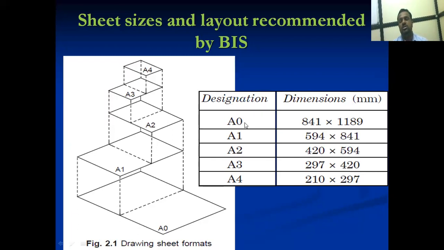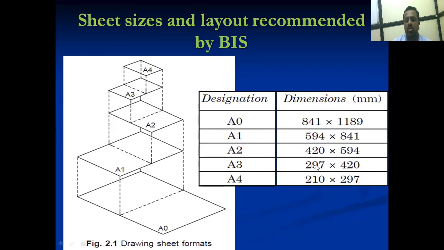म्हणजे A0 साईजचं जे काही सीट असणार आहे त्याचं डायमेन्शन किती असणार आहे 841 into 1189 mm. Okay, then next, what will be the dimension of the A1 size sheet? म्हणजे A1 साईजच्या शीटचं डायमेन्शन काय असणार आहे? The dimension of that A1 sheet will be 594 into 841 mm. Then what will be the dimension of A2 size sheet? It will be 420 into 594.